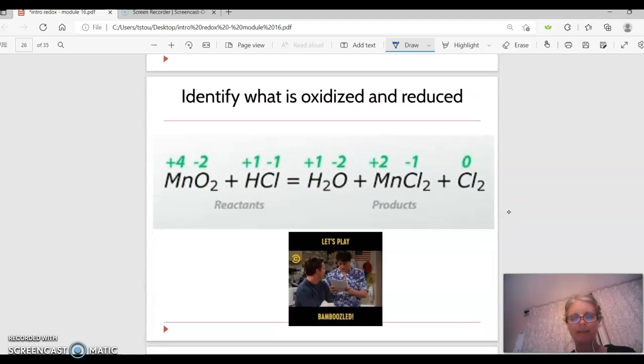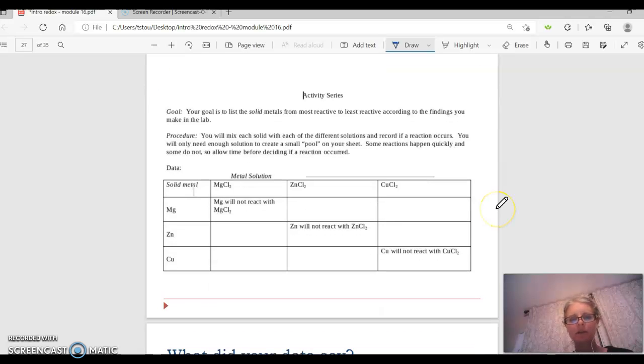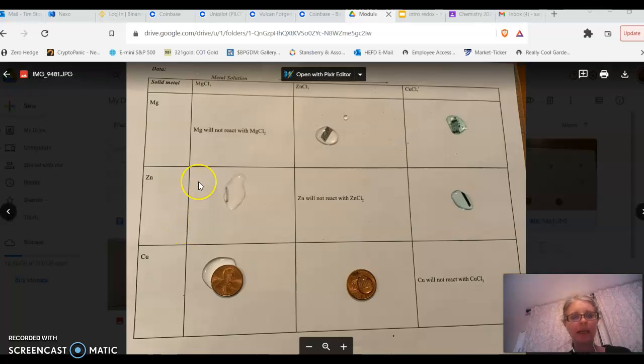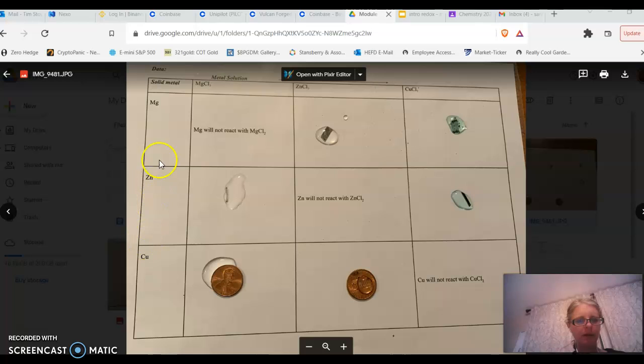We played Bamboozle again, and we gave this one a go. And then we did a lab. I will send you the picture of the lab. All right, here's the lab. It's posted so you can check out the directions, but we basically mixed these solids, like this magnesium solid right here, and we put it in a solution of zinc chloride and copper chloride, and a reaction happened.